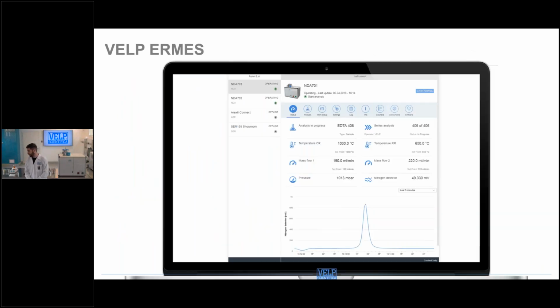Okay, so now the analytical troubleshooting is ended, and we spend a couple of words on the Velp Hermes. Velp Hermes is the in-cloud platform that allows the operator to be connected anytime, anywhere with the analytical elemental analyzers series. So you can do it from different devices like a personal computer, smartphone, or tablets.